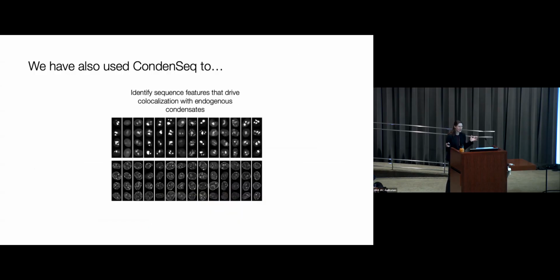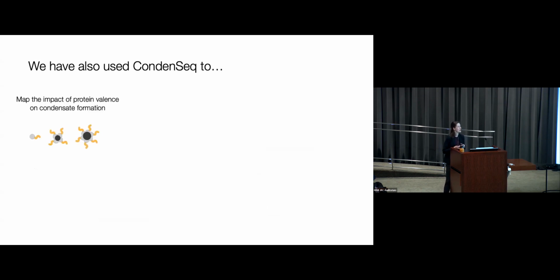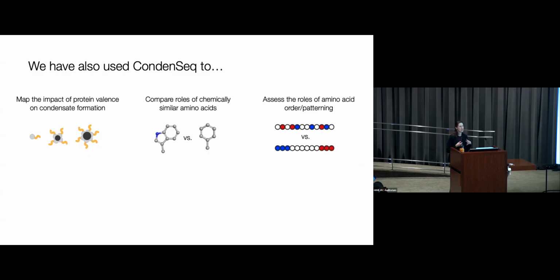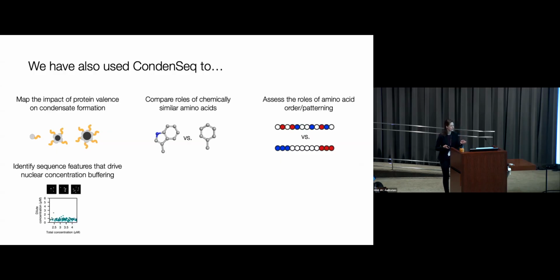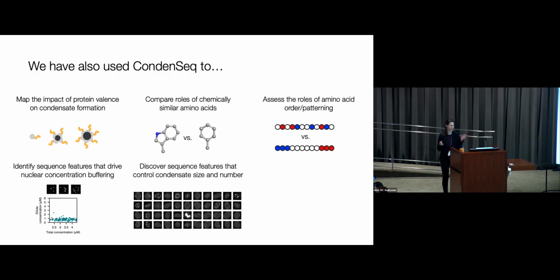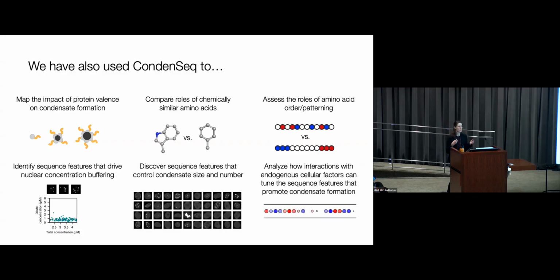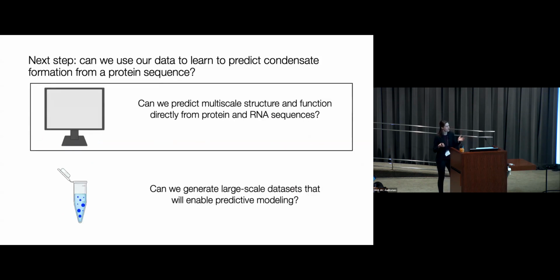We've used CondenSeq to do a bunch of other things that I don't have time to tell you about today. We've looked at identifying sequence features that drive co-localization with endogenous condensates. We've mapped the impact of protein valence, looked at roles of chemically similar amino acids, assessed the role of amino acid order and patterning. We've looked at sequence features that drive nuclear concentration buffering, discovered sequence features that control condensate size and number, and analyzed how interactions with endogenous cellular factors can actually tune the sequence features that promote condensate formation. The next step going forward, we're trying to use our data to learn to predict condensate formation directly from a protein sequence. I won't go into that at all today.